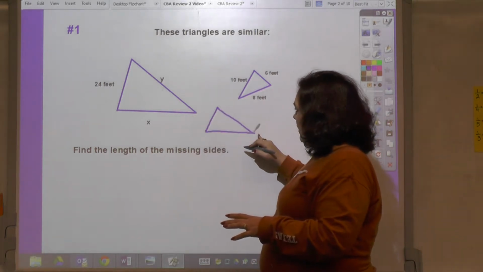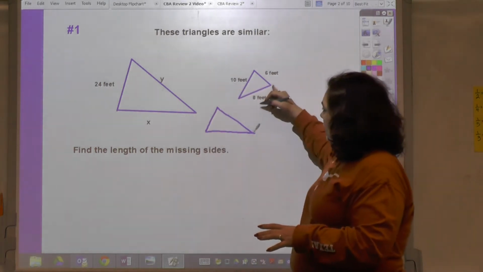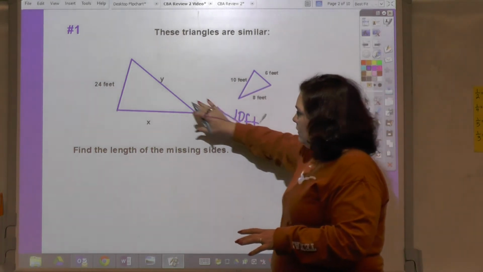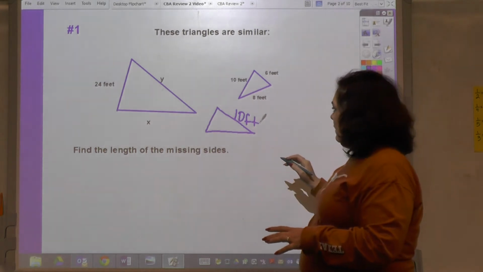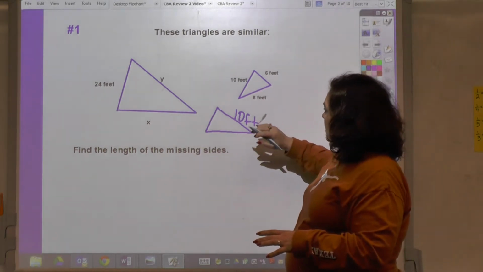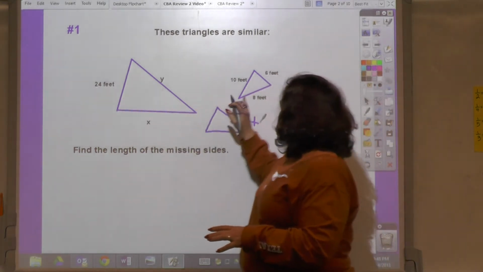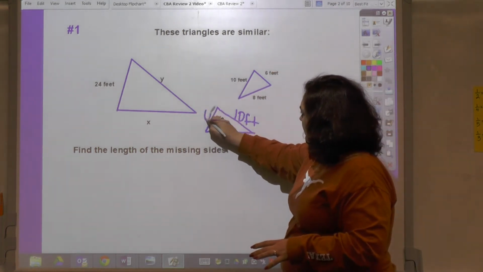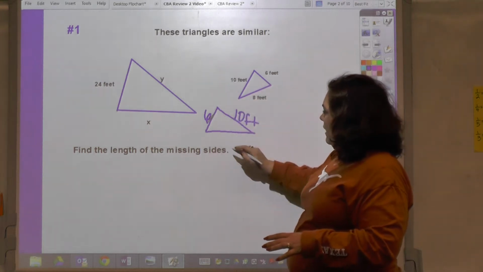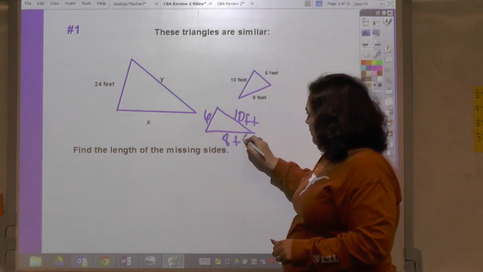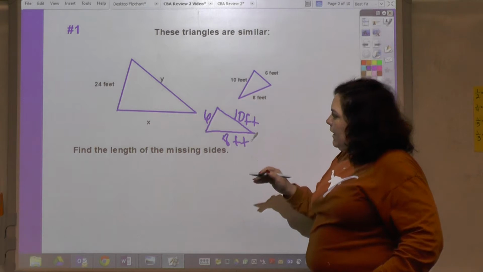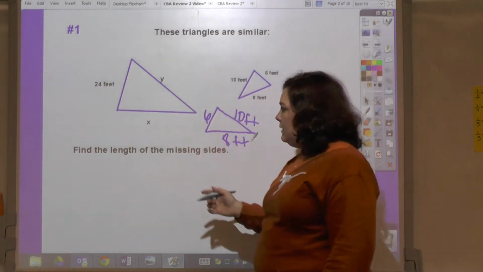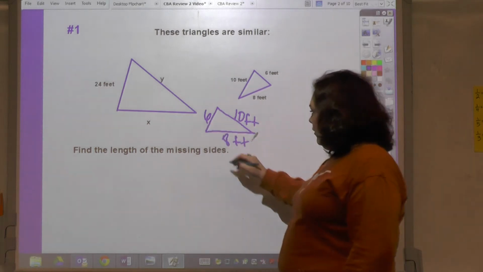And this is my longest side. So my longest side on this picture is 10 feet. And see, now this looks like this. And then my shortest side here is 6 feet. And my median side is 8 feet. So now I have to look at, can I set up a proportion and find these missing sides? Well, sure I can. I'm going to look at what I know.